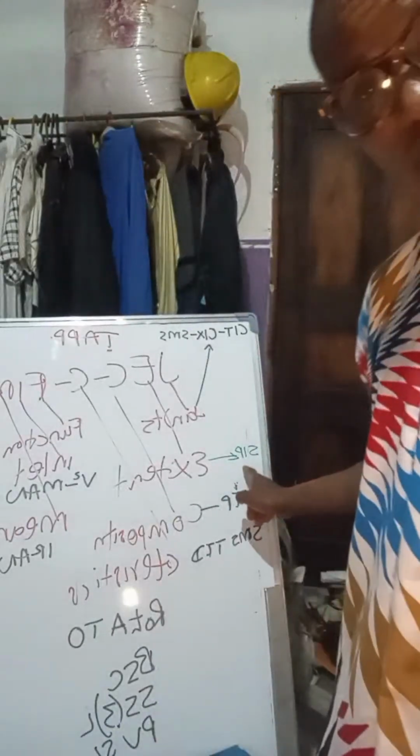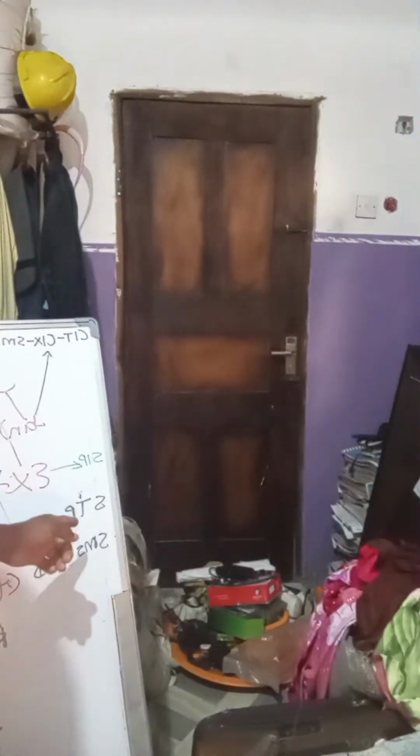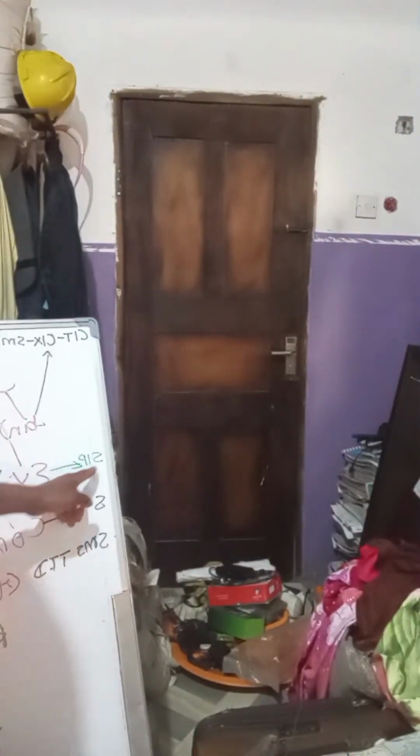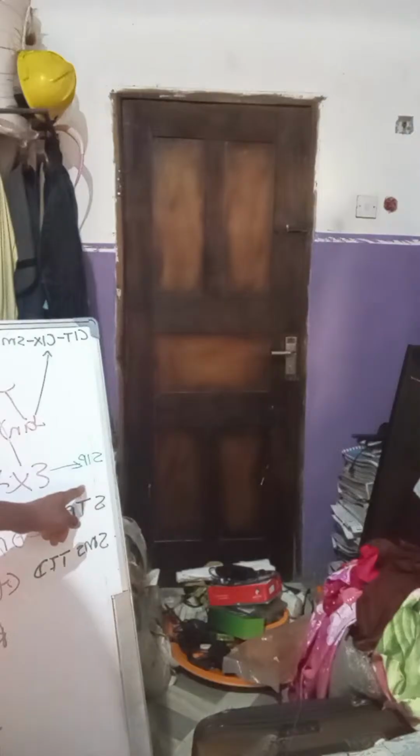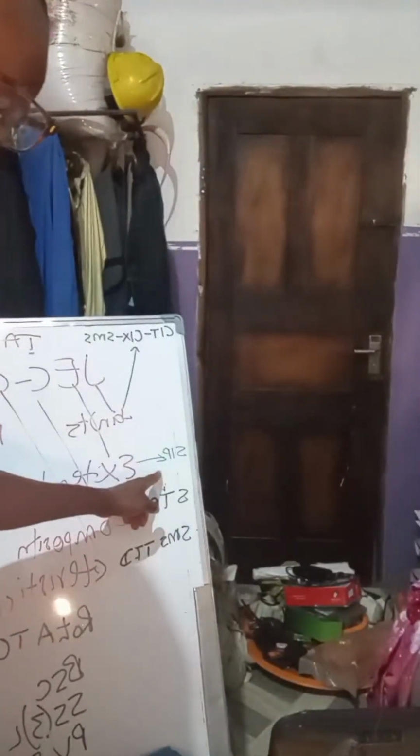The SIP here stands for superior mediastinum, inferior mediastinum, and posterior mediastinum. Come on, camera, come this side. Okay, you can see superior mediastinum, inferior mediastinum, and posterior mediastinum.